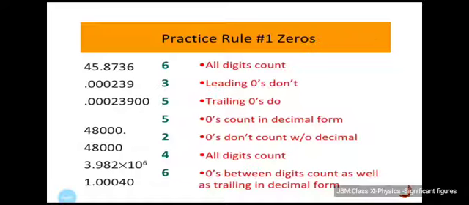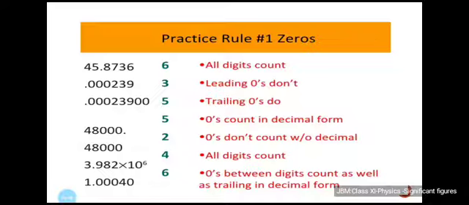48000. How many significant figures? 2. 3.982 into 10 to the power 6. You have to count all the digits. So there are 4 significant figures. 1.00040. So how many significant figures? 6.